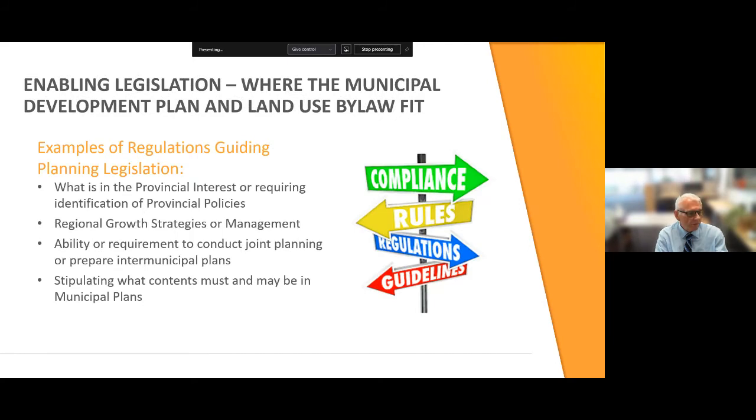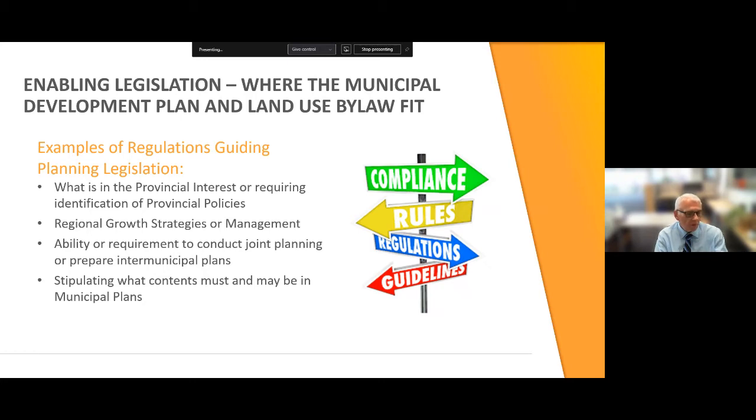Other things that the enabling legislation does is that it identifies what the province's interests are, and what provincial policies need to be followed and incorporated into the documents. A good example of that is regional growth strategies or regional growth management plans that the province has set out. In this particular area, the South Saskatchewan Regional Plan is the regional document that, for all that river basin of the South Saskatchewan River, really drives the policies that end up being in the Municipal Development Plan.